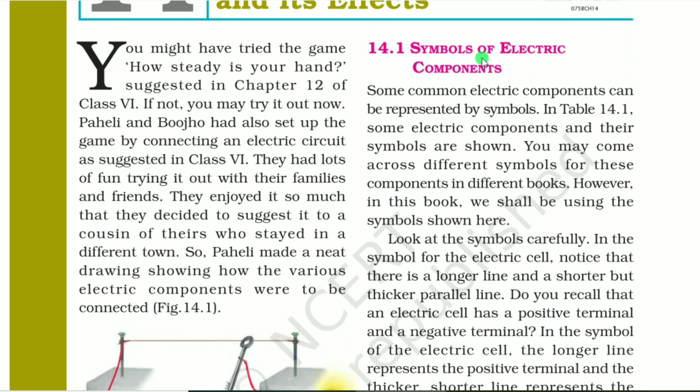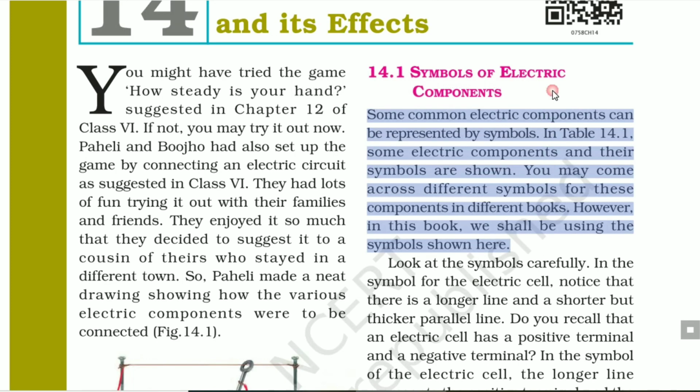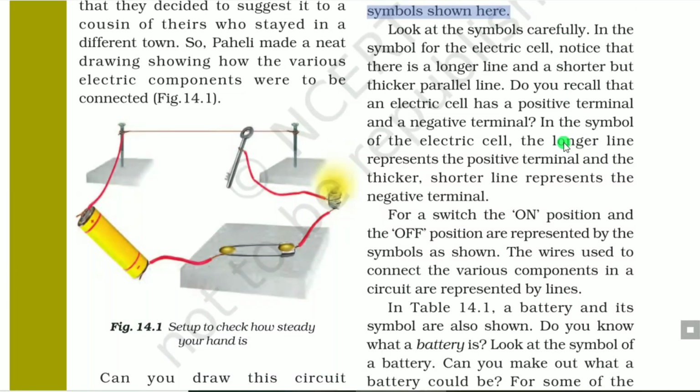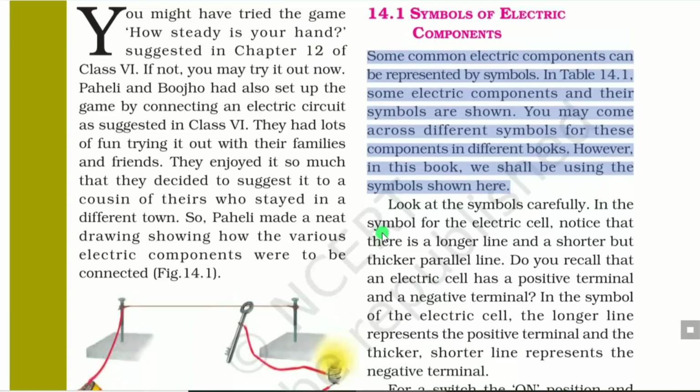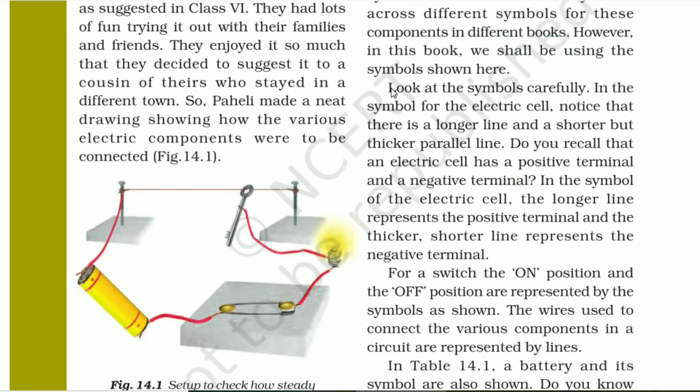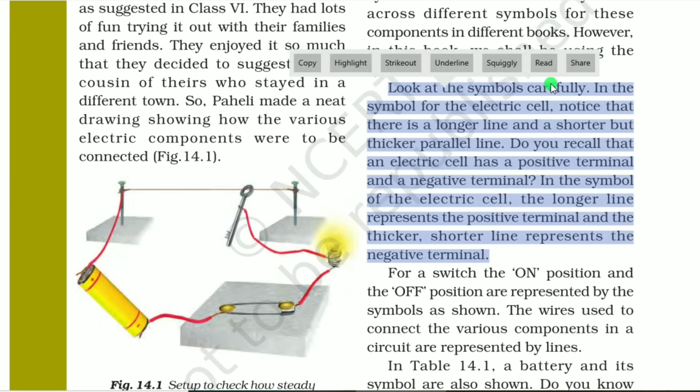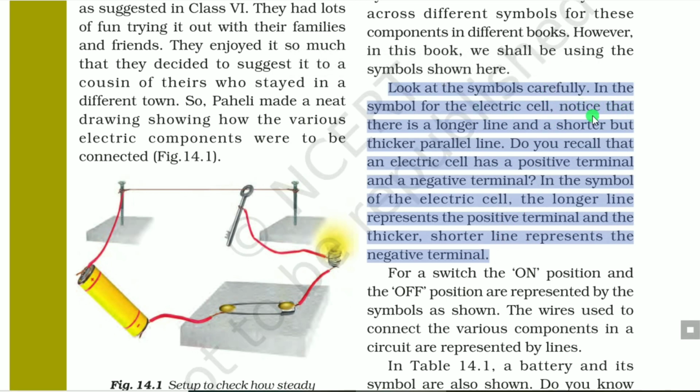So now, symbols of electric circuit. Some common electric components can be represented by symbols. In table 14.1, some electric components and their symbols are shown. You may come across different symbols for these components in different books. However, in this book, we shall be using the symbols shown here. Okay, now the next stanza. Look at the symbols carefully.